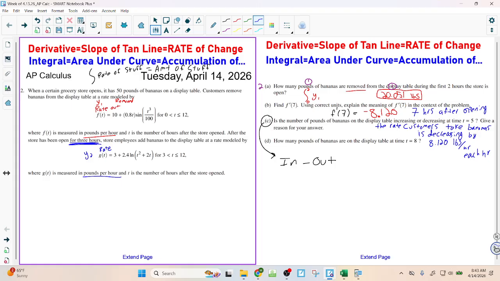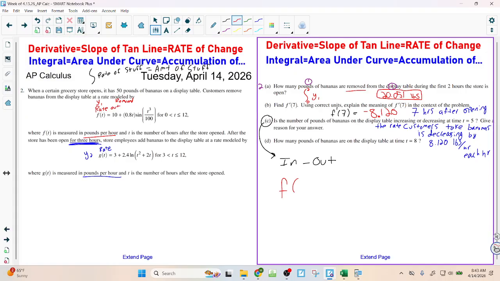So let's think about what's happening here. We want to know if the bananas are increasing or decreasing. Would that mean that the rate at 5 and the rate at 4, let's just figure this out. I think that the bananas that are coming in, they're coming in at this rate, f of 5. Does that make sense? That's just the rate at which bananas are coming in 5 hours into the day, correct?